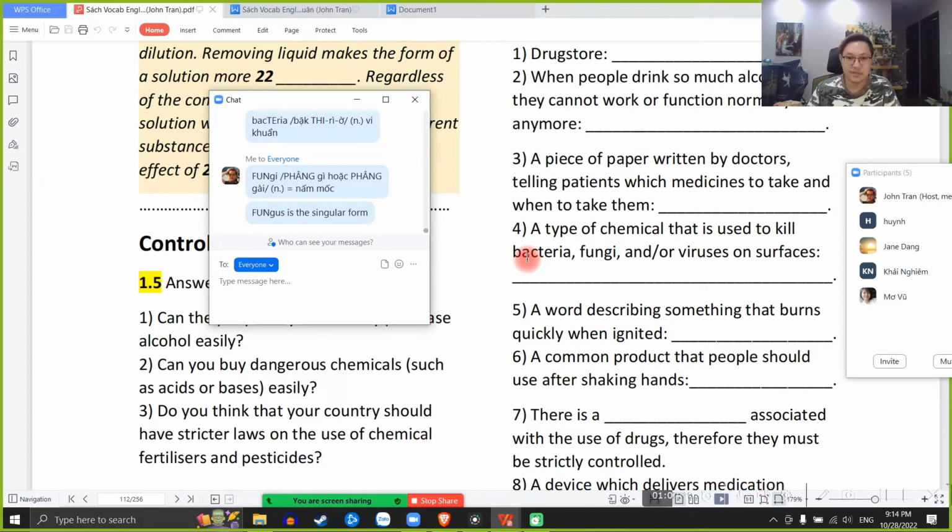Viruses on surfaces. A type of chemical that is used to kill bacteria, fungi, fungus, or fungi, and or viruses on surfaces. Một cái loại hóa chất mà được dùng để giết những con vi khuẩn, nấm mốc và hoặc virus trên những cái bề mặt. Nó gọi là chất tẩy trùng á.